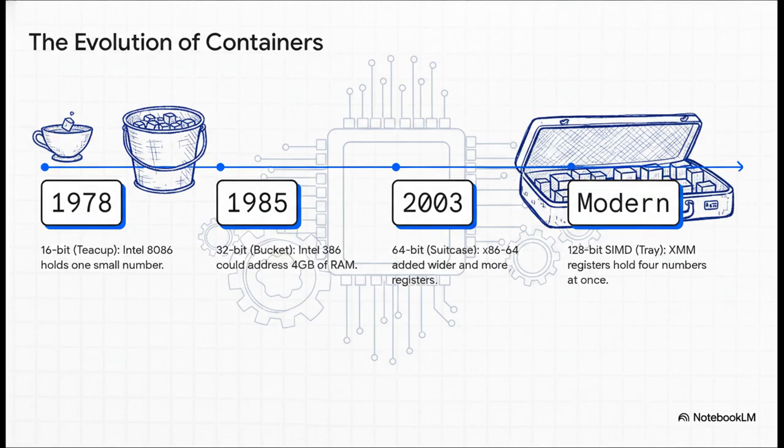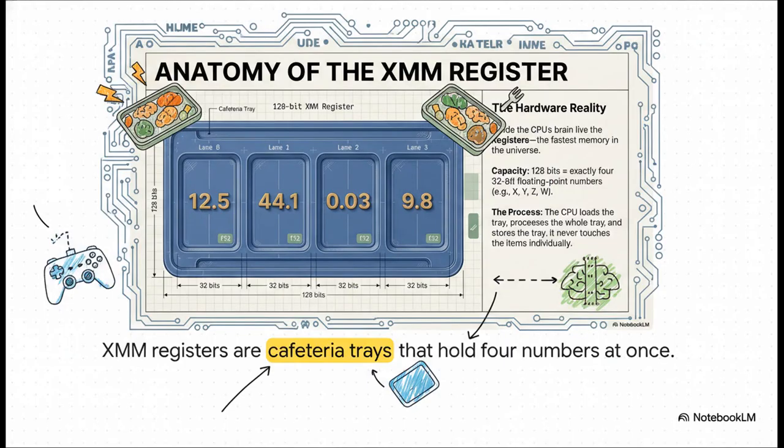But modern SIMD registers, well, they are something else entirely. These huge 128-bit registers, they're called XMM registers, are best imagined as cafeteria trays. And here's why that metaphor works so perfectly. A standard floating point number, like we talked about last time, is 32 bits wide.